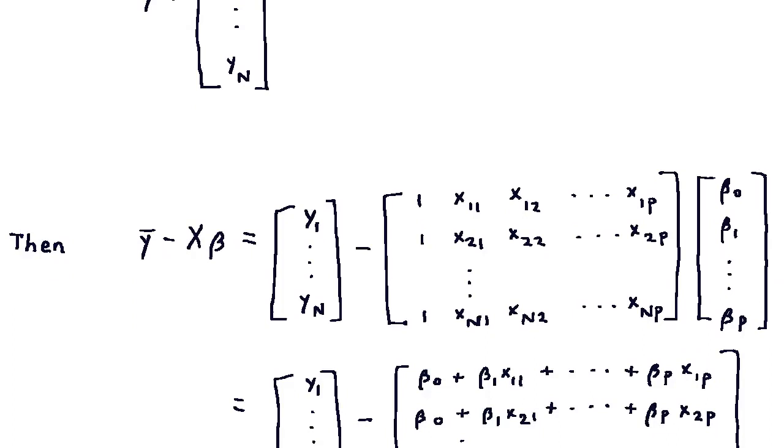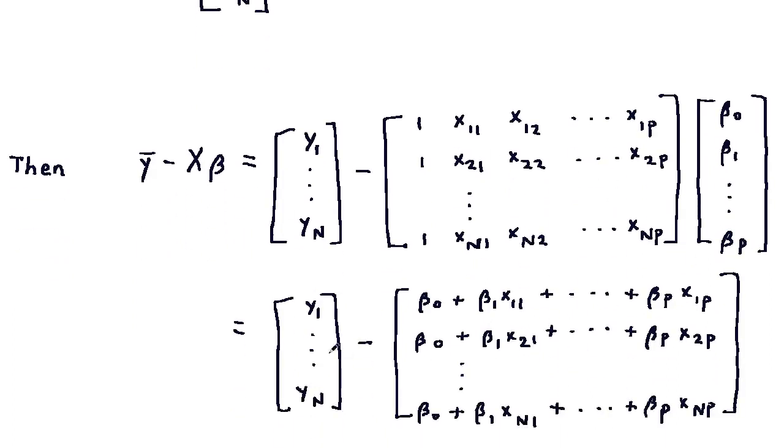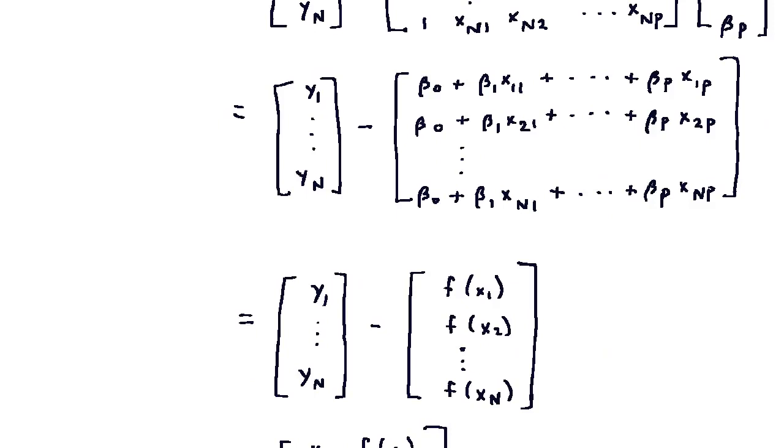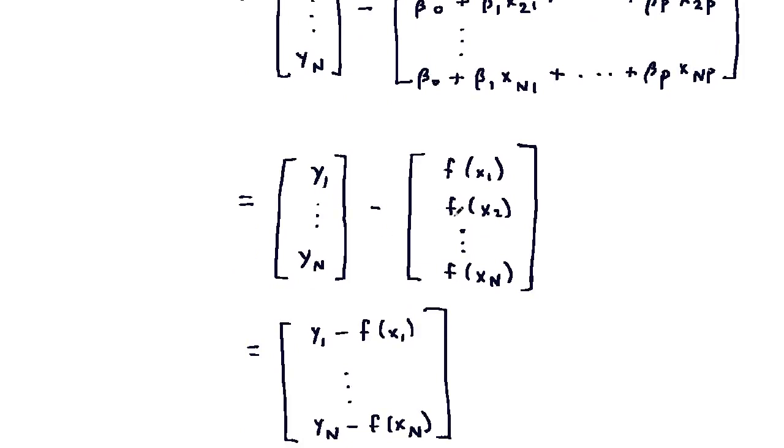And that's equal to this minus this matrix. We just multiply this matrix by this column vector. We simplify here. This is just f of x1 and so on, f of x2, f of xn. Combining, we get y1 minus f of x1 through yn minus f of xn.